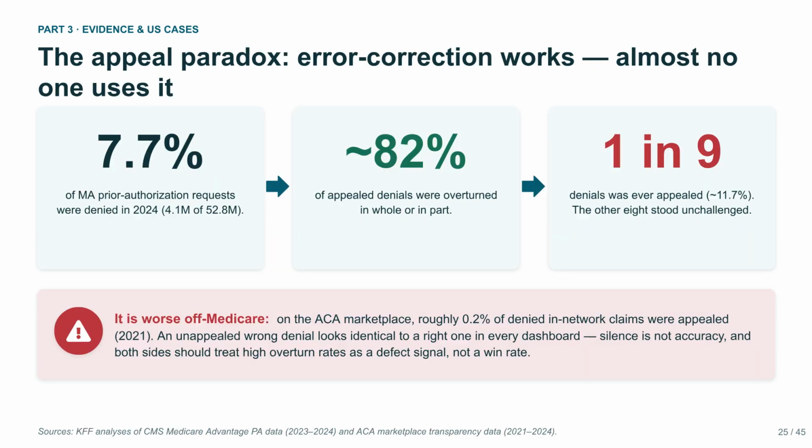Consider the appeal paradox. Denial rates for Medicare Advantage are around 8%, but when appealed, over 80% are overturned. Yet, only 1 in 9 denials is ever challenged. This suggests that silence is frequently mistaken for accuracy, and clinicians should treat appeals as a vital duty.